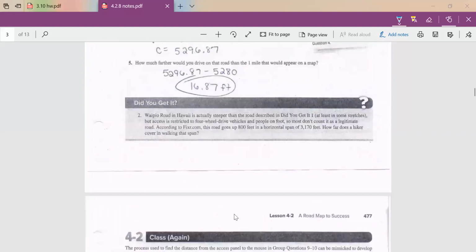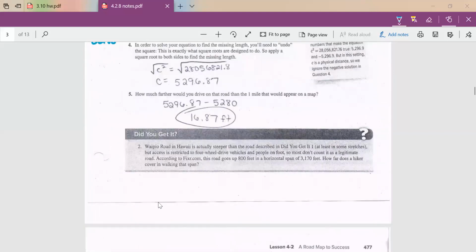So right here, if you notice, I skipped a whole bunch of pages. There is a whole bunch of pages for group section. Please don't do the group section. It's really confusing, and I feel like you're not going to get much out of it, so I just skipped it. Okay, and I have more practice problems on Pythagorean theorem at the very end of 4.2 that we will go over together.